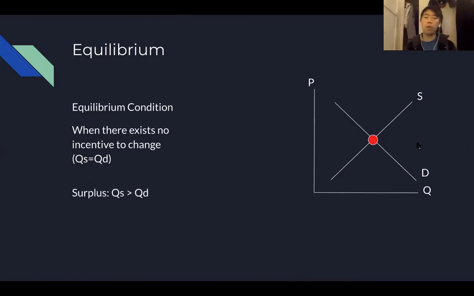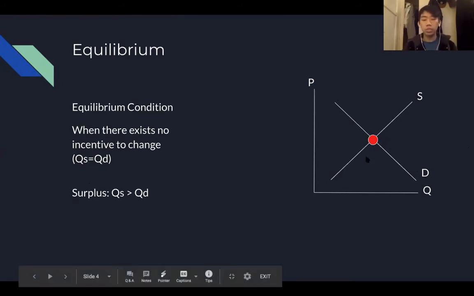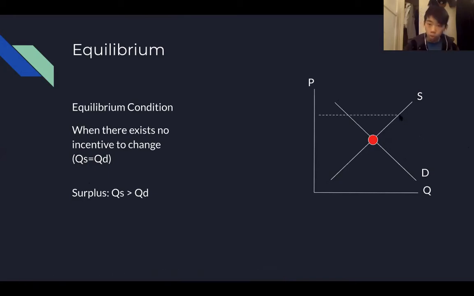So let's talk about when this equilibrium condition doesn't exist. In this case, let's talk about surplus. This is when quantity supplied is greater than quantity demanded. Notice here, the quantity supplied is at this point, and then the quantity demanded is over at this point.